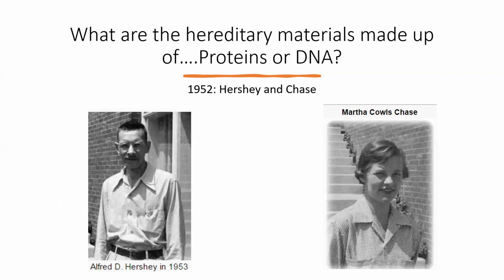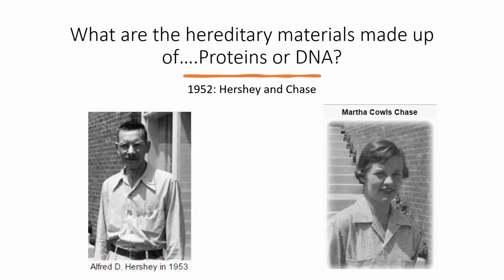You guys understand that? Right? You're able to hold more information with 20 different building blocks, as opposed to just 4, right? So that's why some people believe it's the protein that's the hereditary material. Okay, so there are two sides, and people couldn't really figure it out.